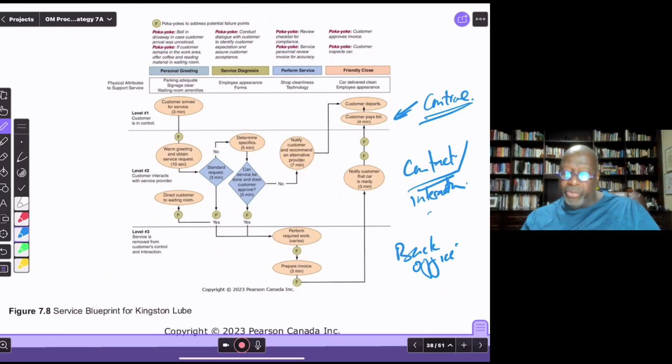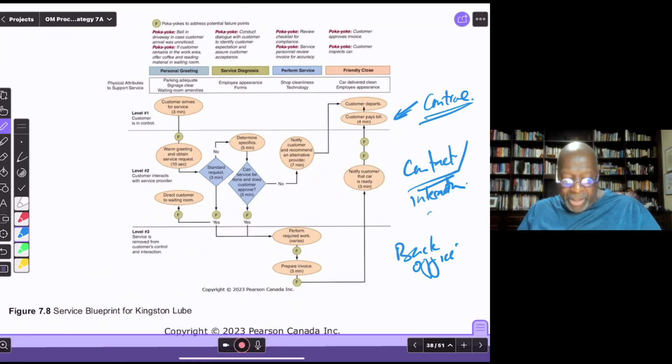All right. So in this case, the pumping stations need to have proper interface to allow you to select the grade, enter your card information, etc. Select the amount of gasoline that you want to purchase and all those sorts of things. So the customer is in control there.